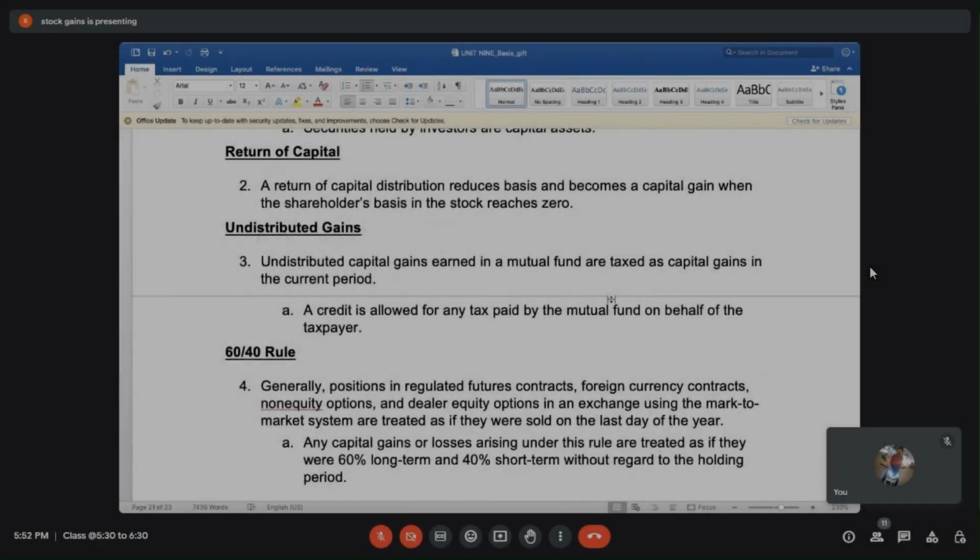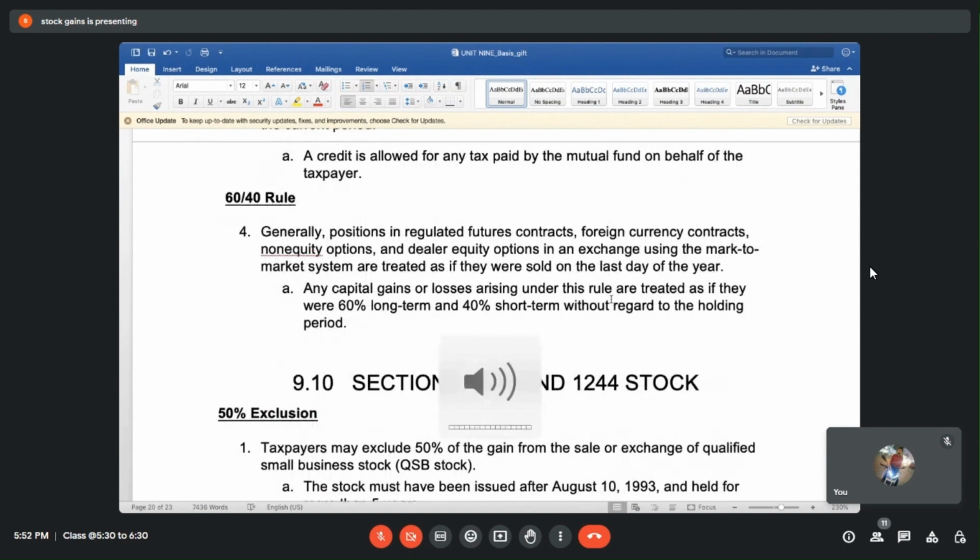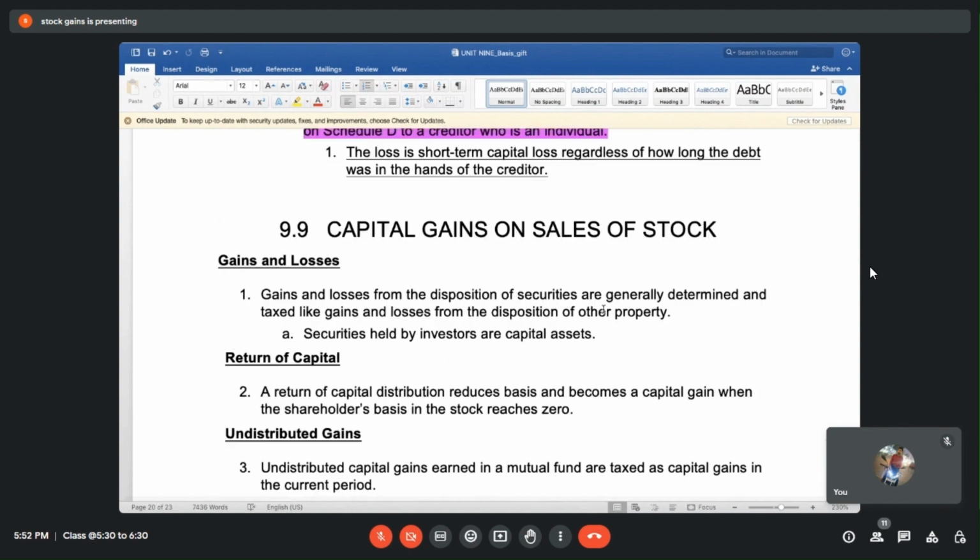Let's go over this quickly. Today will be a very short class. We'll just finish up these two small topics. Let's see capital gains on sales of stock.